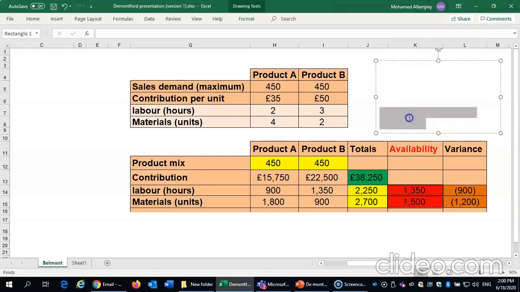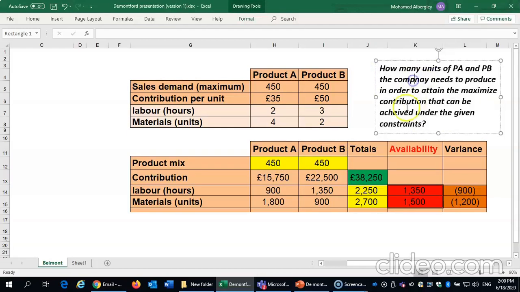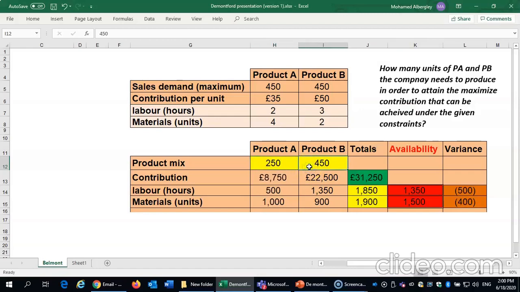and therefore prevent us from attaining the maximum contribution. Now, our question is how many units of product A and product B the company needs to produce in order to attain the maximum contribution that can be achieved under these constraints? We'll give a manual try. We'll try with 250 for A and, for example, 350 of B.